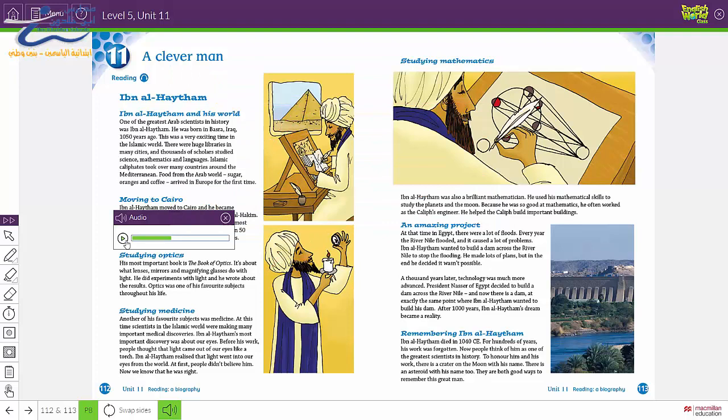Question number 1. What's his most important book? Great. The Book of Optics. Question number 2. What were 2 of his favorite subjects? Great. Optics and medicine.